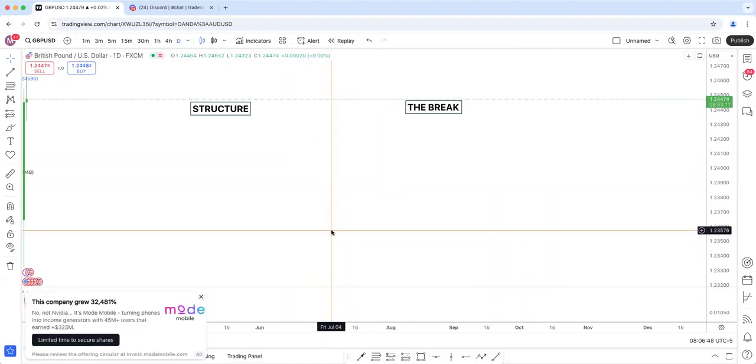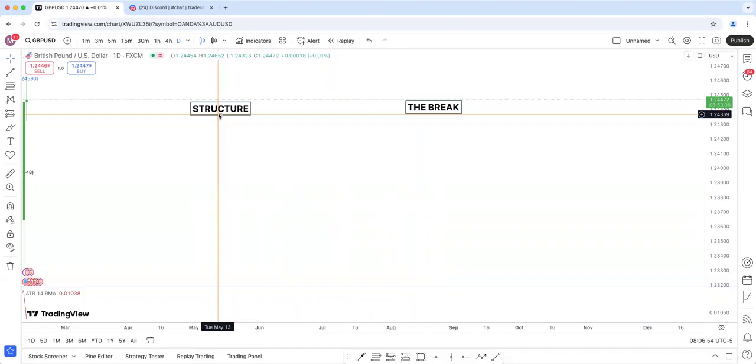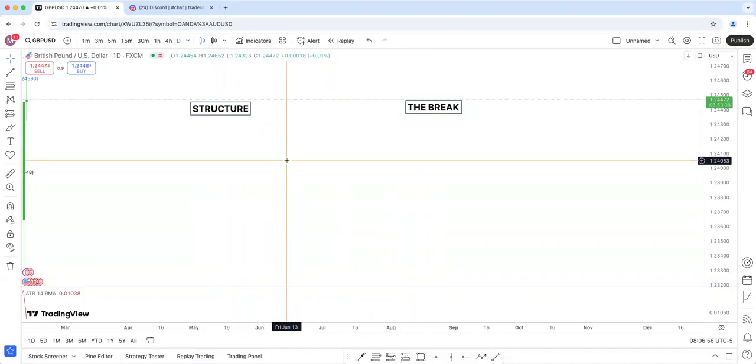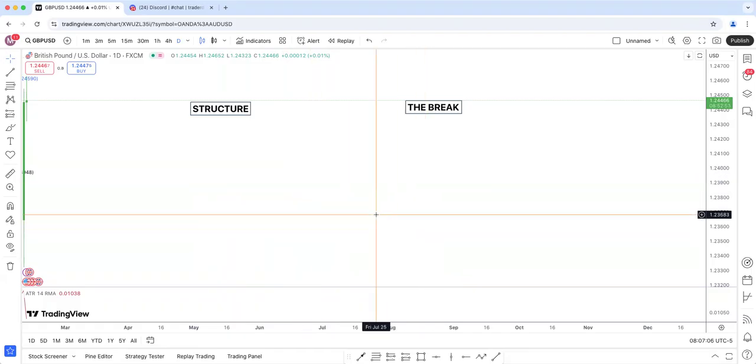So let's get started. This is what I look for. We're going to call it structure, okay? This is one of the most key strategies you can use in trading that's going to help you be more profitable, more consistent, and more steady. So let's get right into it.